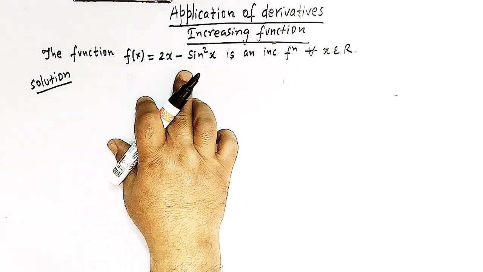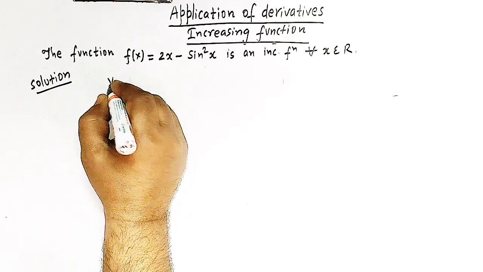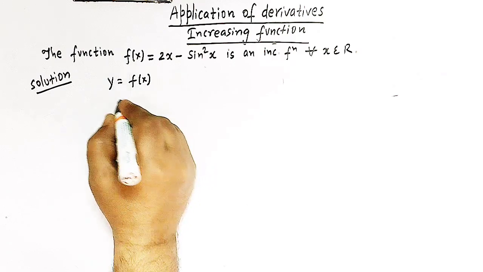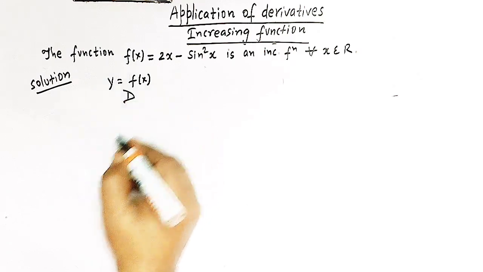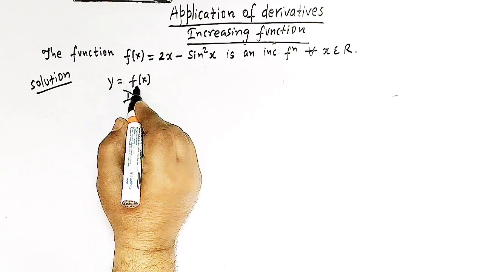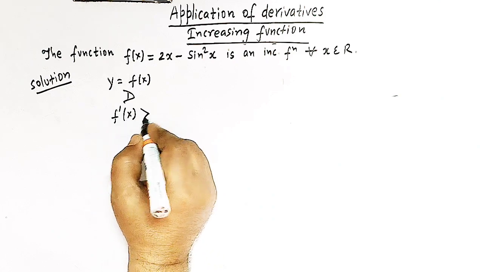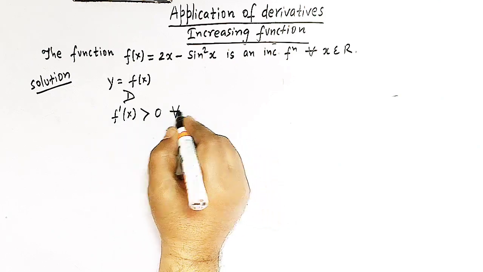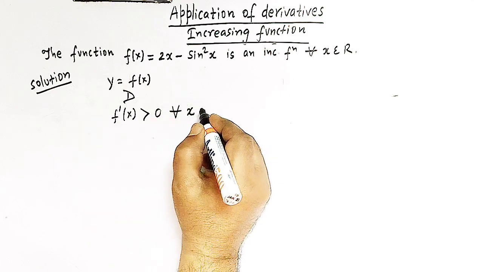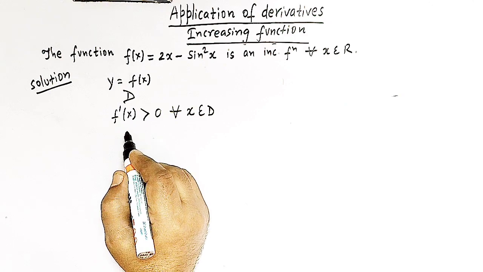So now to prove that this function is an increasing function, let us quickly see the definition of an increasing function in terms of derivatives. Suppose we have a function, say y is equal to f of x, which is defined in some domain D, right? Now if the derivative of this function, that is f prime of x, is greater than 0 for all values of x belonging to the domain, then the function is said to be an increasing function, right?